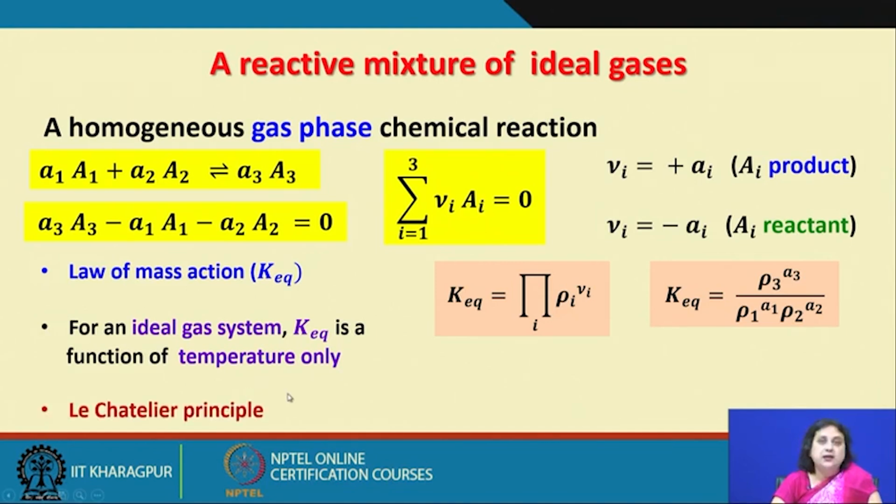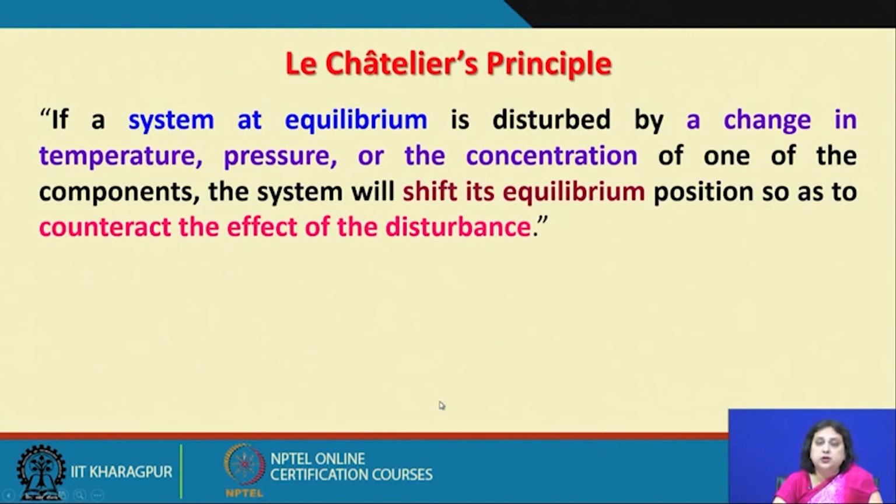And finally, there is something called the Le Chatelier principle that you must have encountered while studying thermodynamics and chemical equilibrium. So, what is the Le Chatelier principle? It says that if a system at equilibrium is disturbed by a change in a factor like temperature or pressure or concentration of one of the components, then the system will shift its equilibrium position so as to counteract the effect of the disturbance.